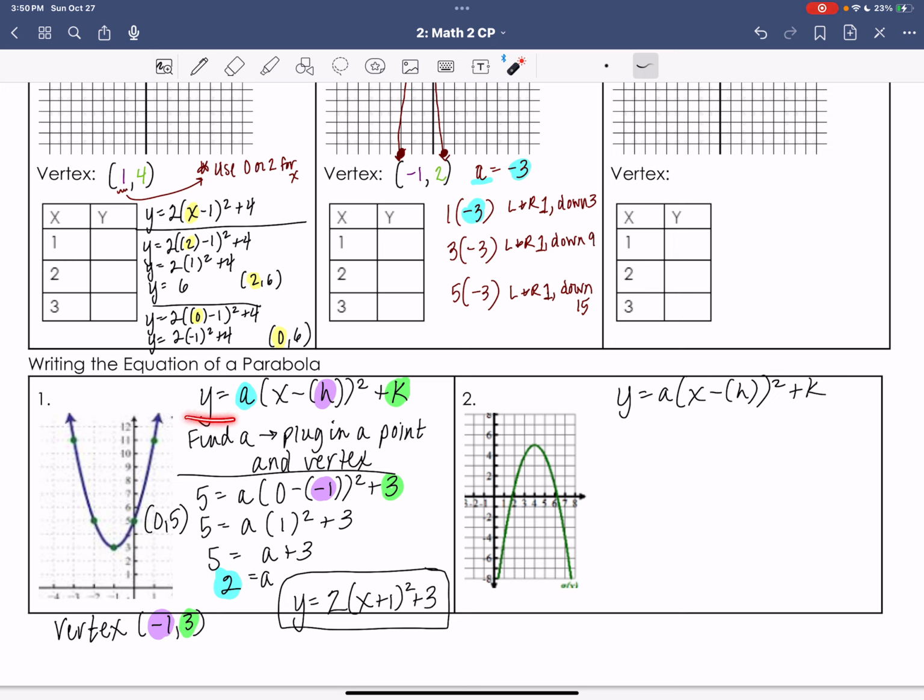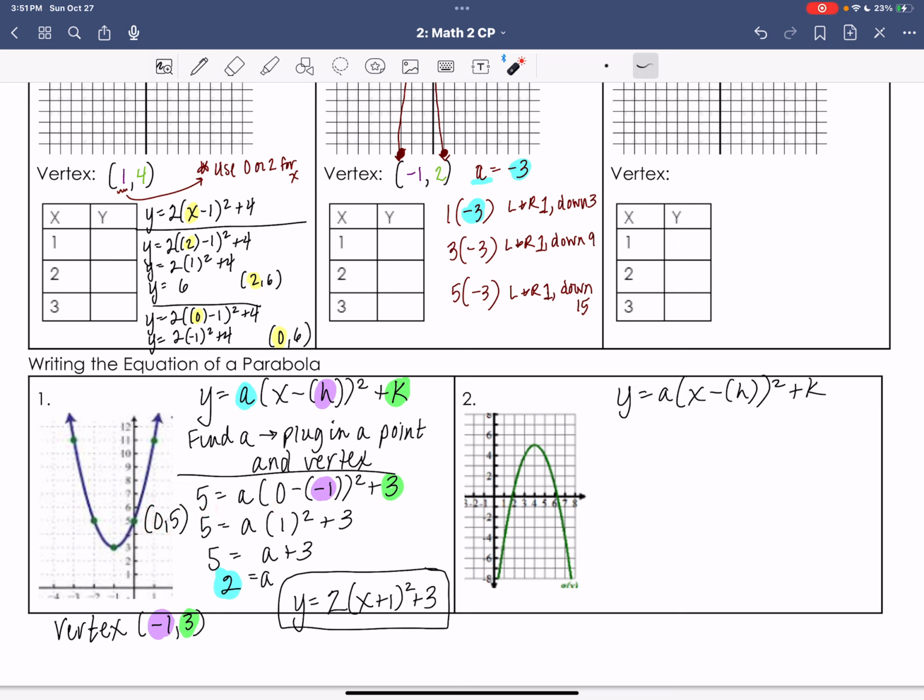And again, I rewrote the equation up here. So that way you can plug in, find A, you have to plug in a point and the vertex. So in this case, the vertex is right here, which it says it's -1, +3. So that's the vertex. So what we did was we plugged that in to our equation. And now we're going to pick any other point. It's the easiest to pick the y-intercept because you have 0 as x. So we're going to plug in this point here.